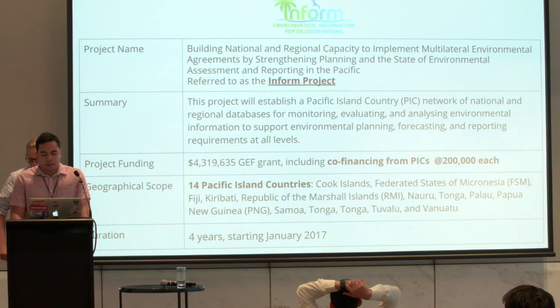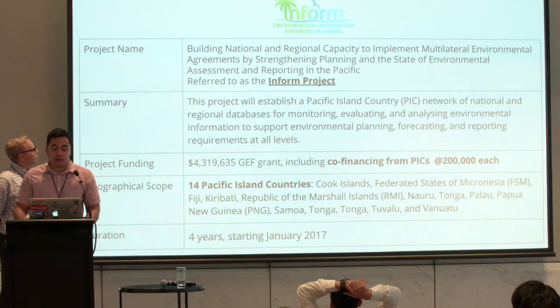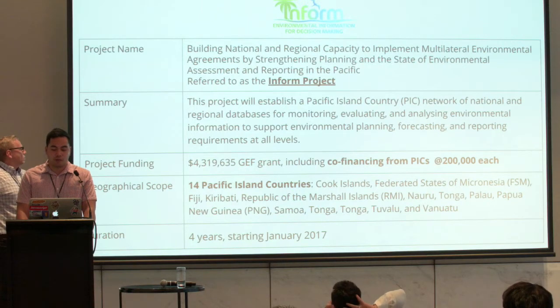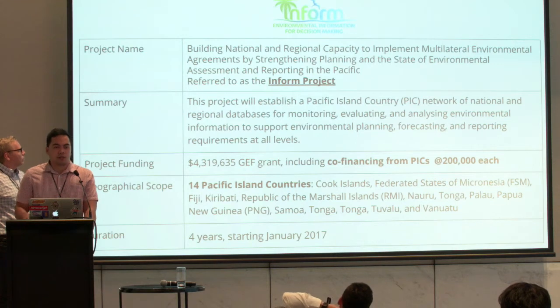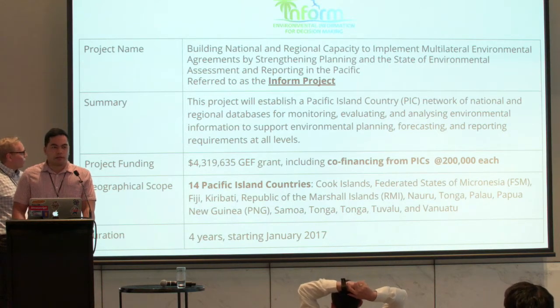Yeah, so the iCLIM project was already set up at this time in 2016, and at the time we saw that there was a need to have all of the information on environment data, not only climate change. That led to the inception of this project, building national and regional capacity to implement MEAs, or multilateral environmental agreements, by strengthening planning and state of environmental assessment and reporting in the Pacific. The short name of this project is the INFORM project, and it basically sets out to help countries collect all of their environmental data so that they can create their state of environment report, and so that they can meet their own reporting requirements to the different required reports that come out of the country.